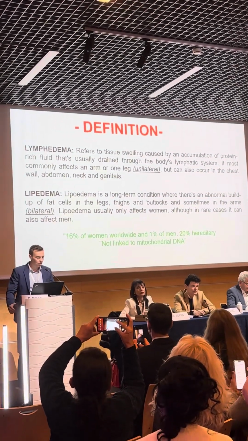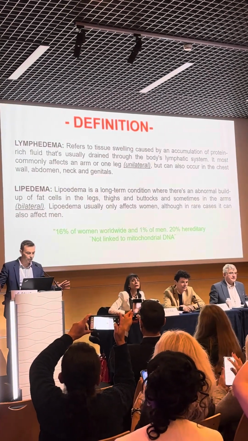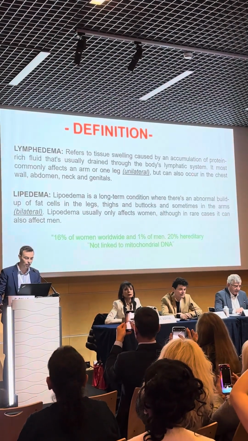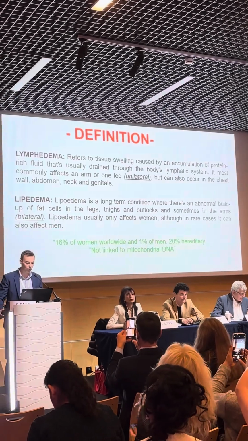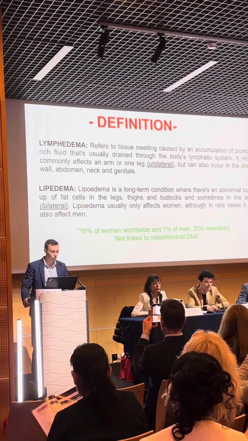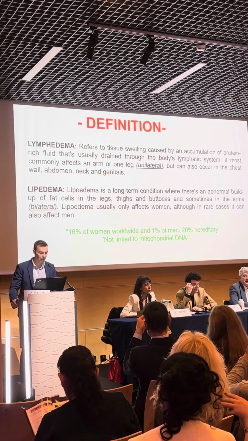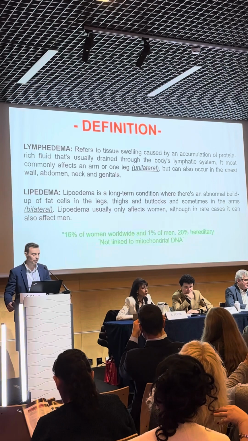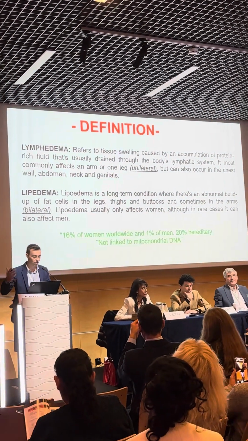But what's the difference between lymphedema and lipedema? It's a totally different disease. Lymphedema refers to tissue swelling caused by an accumulation of protein-rich fluid that's usually drained through the body's lymphatic system. Usually it affects an arm or one leg, it is unilateral. And the main cause of lymphedema here in Europe, for example, is after cancer surgery, when the glands are removed.